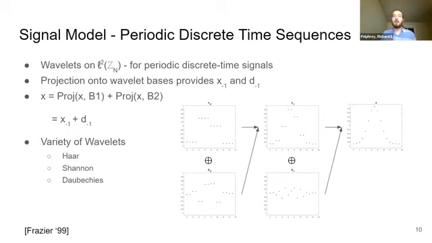Our signal model is periodic discrete time signals. This is the simplest setting under which a wavelet decomposition is possible, and the wavelet decomposition is actually used to achieve this multi-resolution analysis. To get the approximation and details, we first create what is called a wavelet basis. When we project onto one part of this basis, we get the approximation, and when we project onto another part, we get the details. This again has the property that if you add the approximation to the details, you get back the original signal. There are a variety of wavelets. Some examples are the Haar, Shannon, Daubechies wavelets, but there are others.